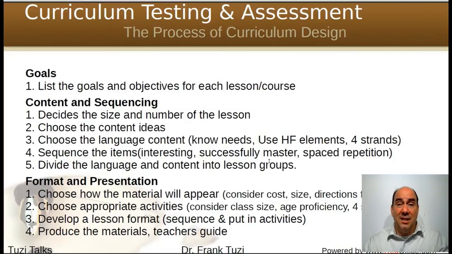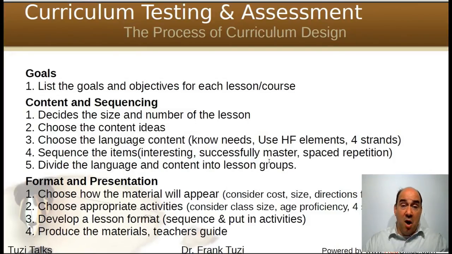You want to look at the size and the cost in time and money as far as how these materials are going to appear. You should choose appropriate activities. Make sure that they're appropriate for your students, for their age, for their proficiency. Definitely include the 4 strands, and I would definitely want to make this exciting. Keep your students interested. Keep them coming back for more. Say they want more. I want to do this more.